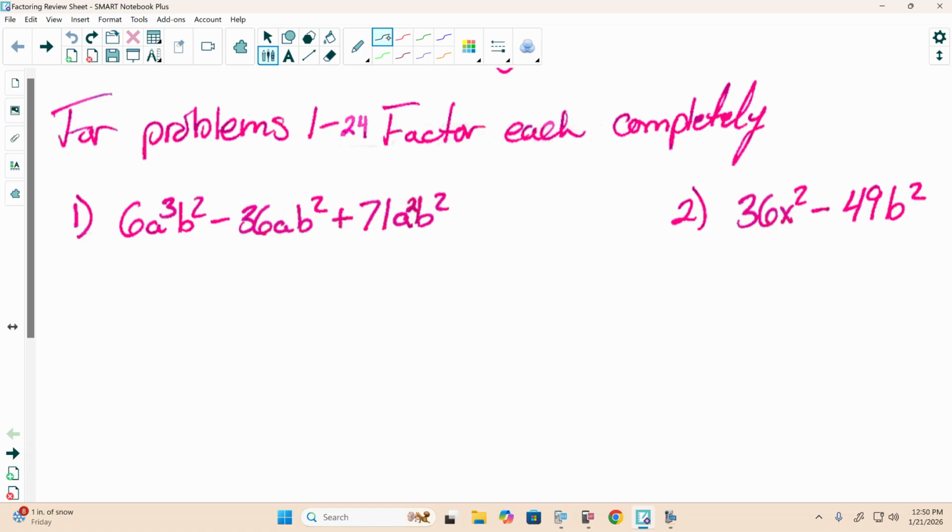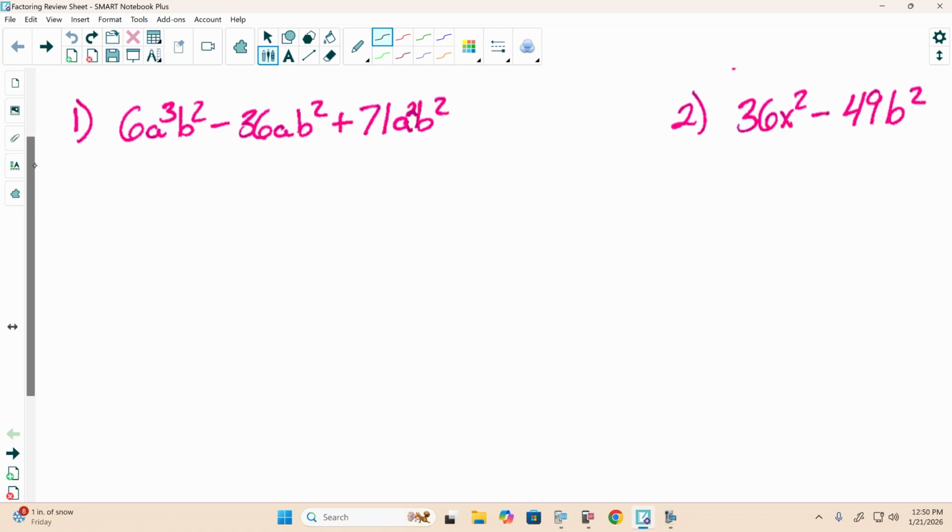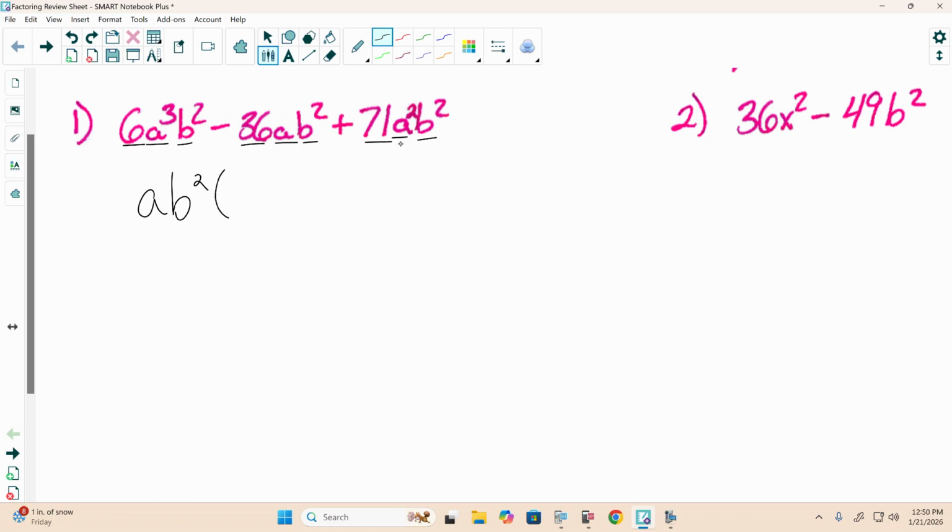If we look at number 1, 6a cubed b squared minus 36ab squared plus 71a squared b squared. There is a greatest common factor of a in all 3 terms. They also all 3 have b squared. Now 6, 36, and 71, we'd have to see if there's a number in common with all 3. The biggest one we could definitely possibly have is 6.